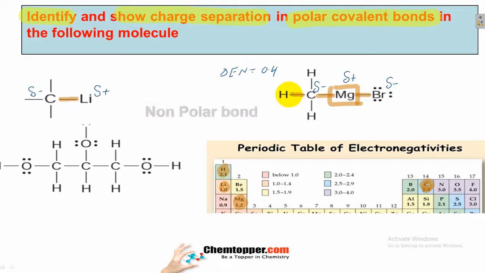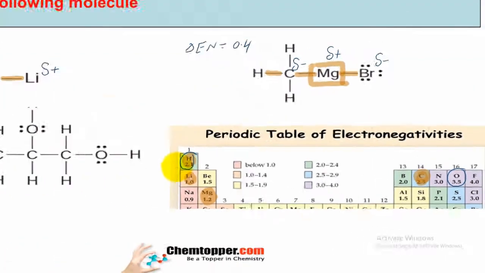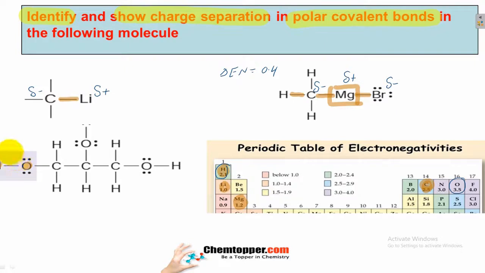Okay, now we'll compare oxygen with hydrogen. There is a big difference in electronegativity. Oxygen is more electronegative than hydrogen. You can check the electronegativity values in the table. Calculate the difference in electronegativity and you can see differences lying in the range of 0.5 to 1.7. This bond is polar covalent bond.